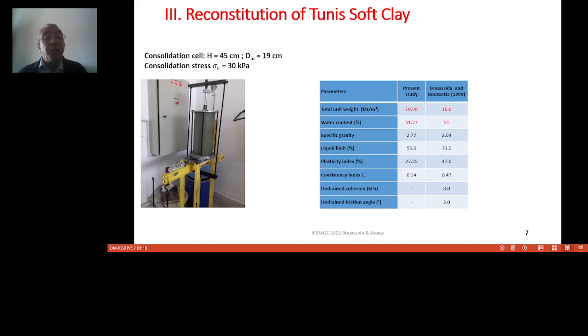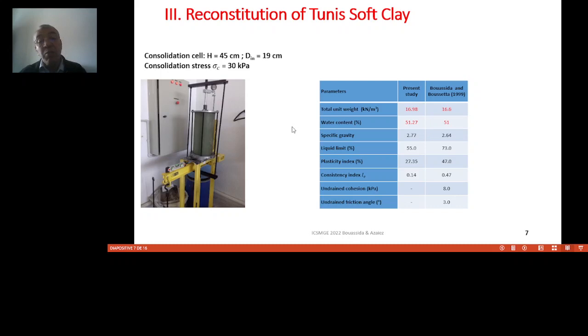Here we are presenting the reconstitution of Tunis soft clay. So when we reconstitute the soil, it is poured in, we fill the consolidation cell up to a height of 45 centimeters, inner diameter 19 centimeters, and this reconstituted soil is subject to consolidation stress up to 30 kPa, gradually, of course.